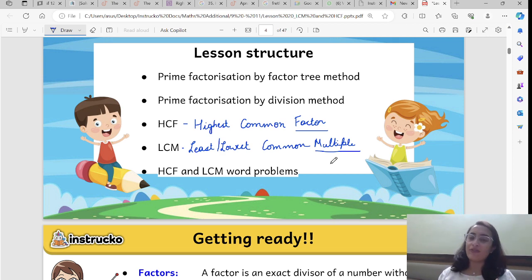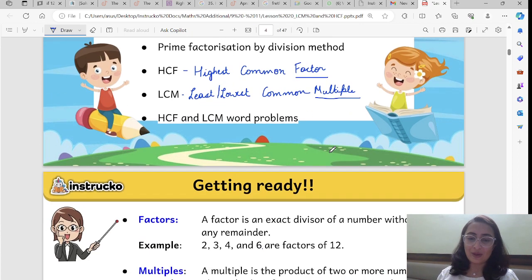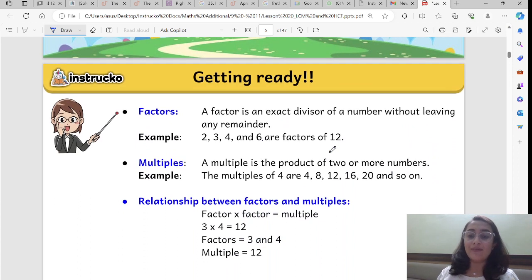Now, what is the meaning of factor? Can anyone tell me what is the meaning of factor? I'm sure all of you are giving correct answers. The meaning of factor is a group of divisors which when divides a number leaves the remainder as 0. Basically, if I talk about any number, let's say 12 for instance, all the numbers that divide 12 without leaving any remainder are known as factors.